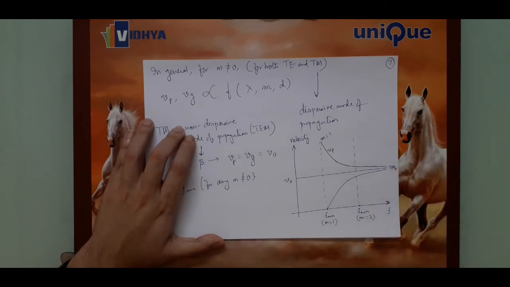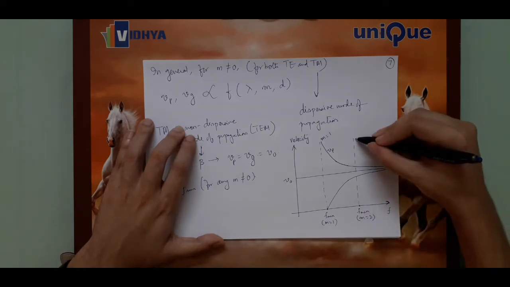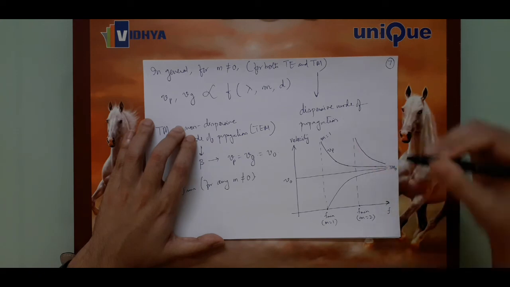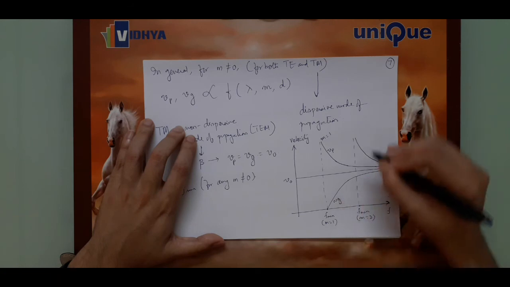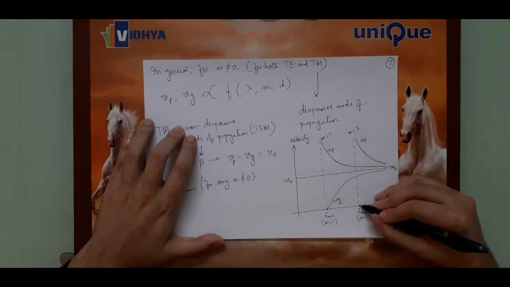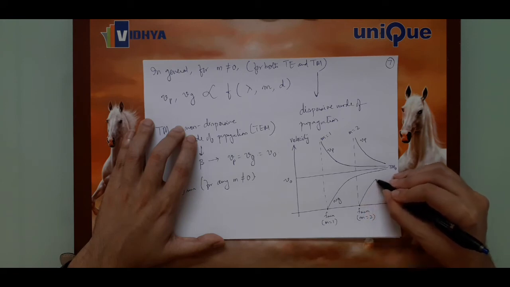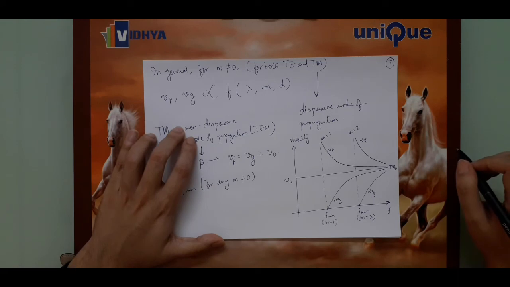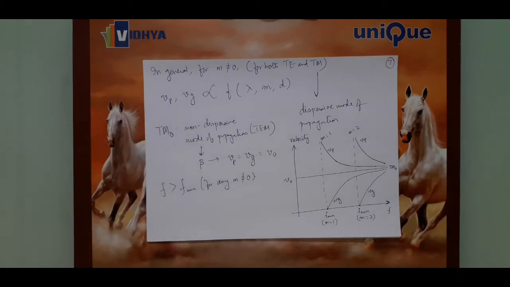Similar things will happen for m equal to 2 also. Again it will start from infinity. This is Vg, and Vg will also look like this. Right? So this is what it looks like.